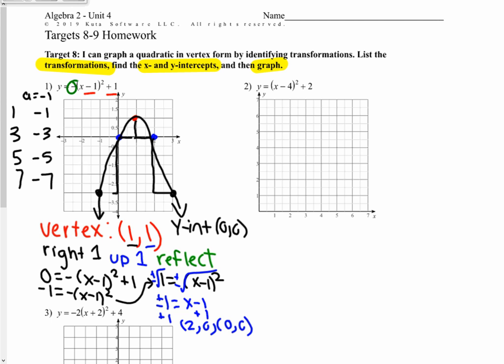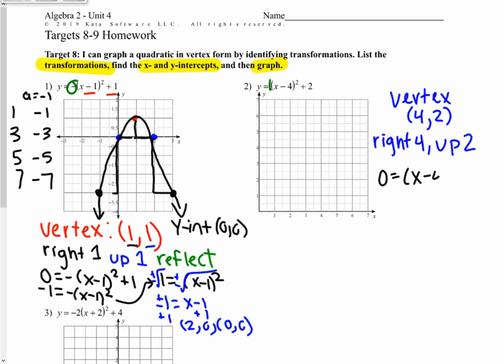Number 2, my vertex here, pulling it out from the equation, opposite of what's in the parentheses, so a +4, same as the outside, so a +2. That tells me then my graph is moving right 4 and up 2. My a value here is a +1, so it's not getting stretched, and I don't have a reflection since it's not negative.